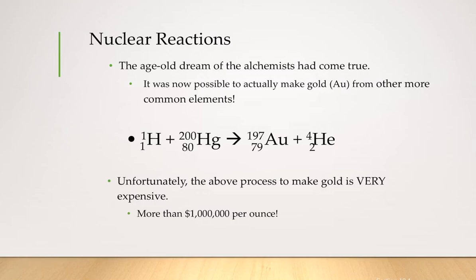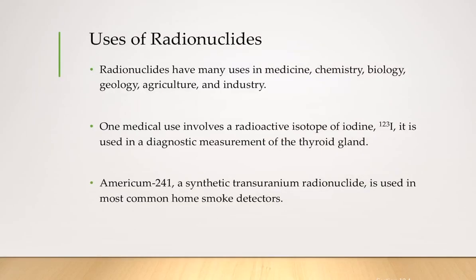Okay, so the scientists were thinking whether they could convert a cheap element into something like a really expensive element. So they tried to bombard mercury with protons. So this is mercury, and then they actually were able to get gold. Gold is really expensive, right? Unfortunately, the above process to make gold is very, very expensive. It's actually more than 10 million per ounce.